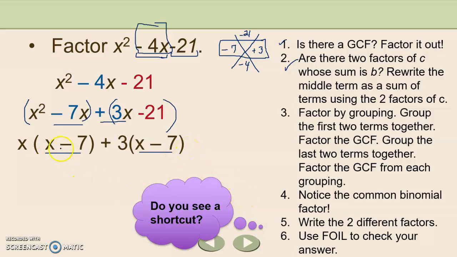So we have two different factors. We have an x minus 7, and we have an x plus 3 remaining. So we're going to rewrite that as x minus 7. That's our common binomial here. And then our x plus 3 was what was remaining. That goes here as my other factor. We can use FOIL to check our method. If we multiply that back out, we would get x squared minus 4x minus 21.